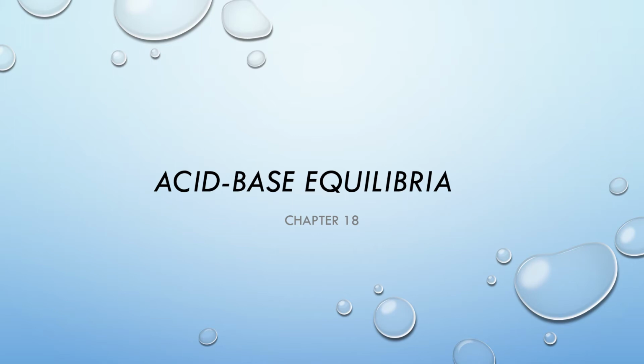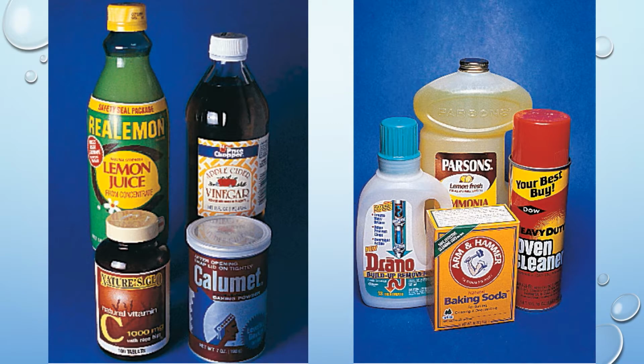In chapter 18, we're going to look at the equilibrium between acid and base. Before we get started, let's take a look at these pictures. These items look familiar to you? Do you know that they contain acid and base? And if you do, do you know what type of acid and base they contain? Let's spend a minute to think about what kind of acid and base they contain.